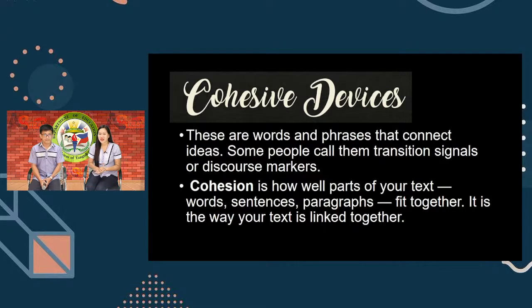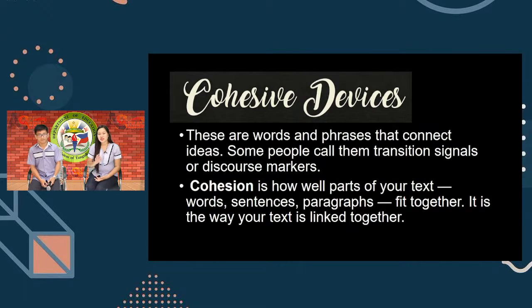So what is cohesion, Sir Jade? Cohesion is how well parts of your text, words, sentences, paragraphs, fit together. It is the way your text is linked together. That is correct. So you need to use cohesive devices in order to achieve cohesion.